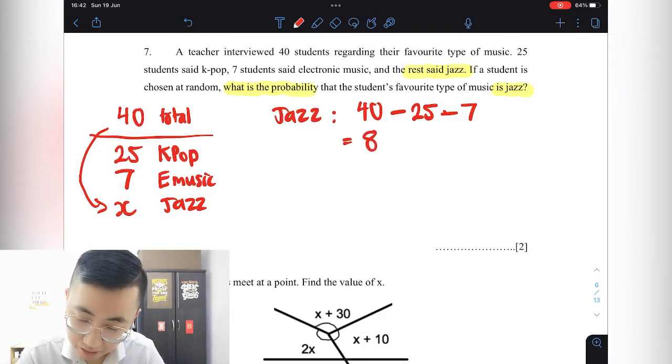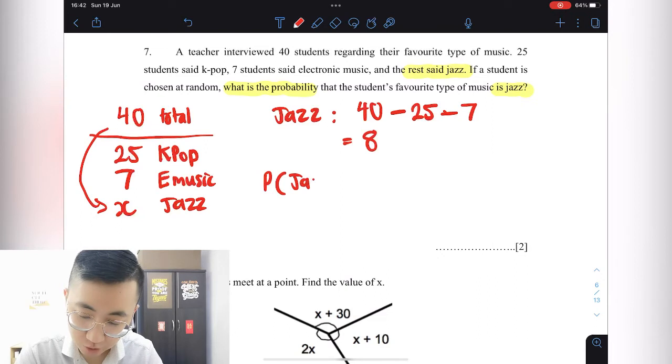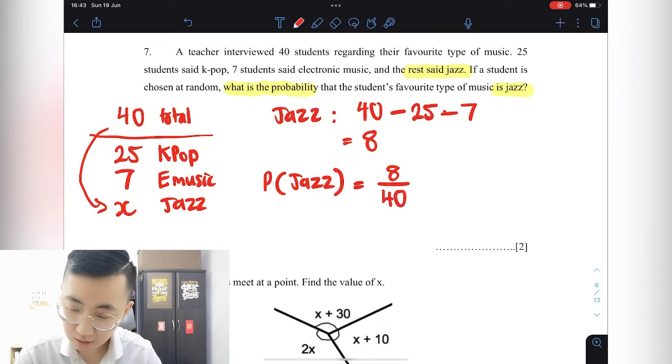And from there, I am going to do a probability question now. So the probability of people liking jazz: you do your working like this. It's going to be 8 out of a total possibility of 40. So write your final answer like that.